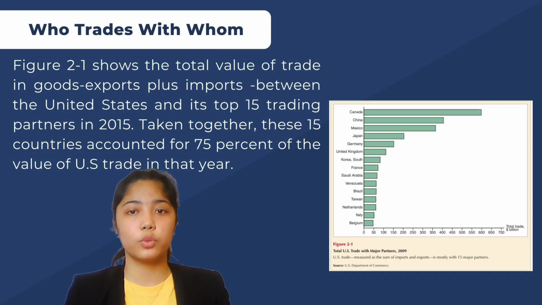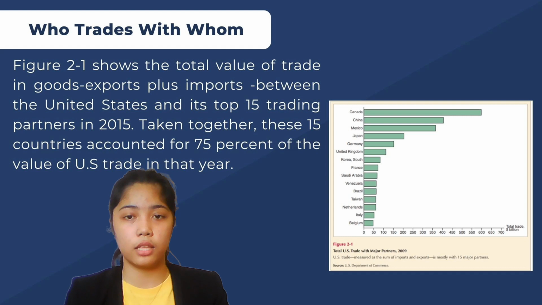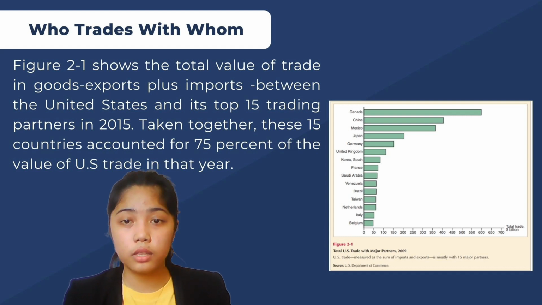Figure 2-1 shows the total value of trade in goods, exports plus imports, between the United States and its top 15 trading partners in 2015. Taken together, these 15 countries accounted for 75% of the value of U.S. trade in that year. The graph shows the top 15 traders in the U.S. trade with major partners.